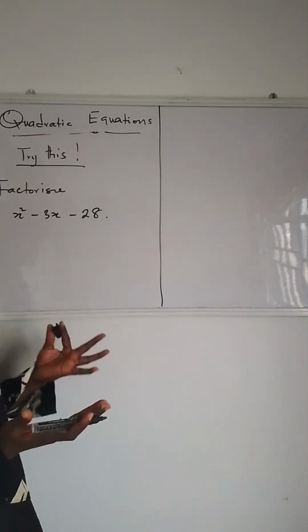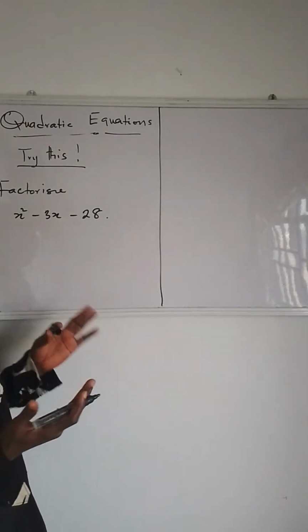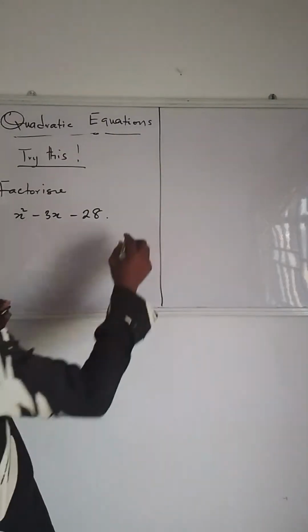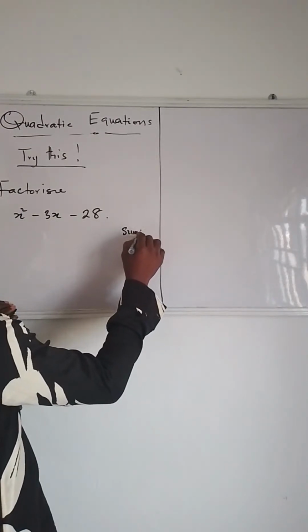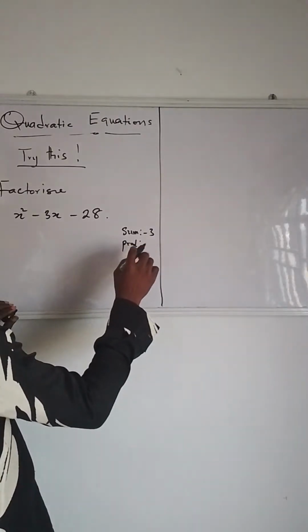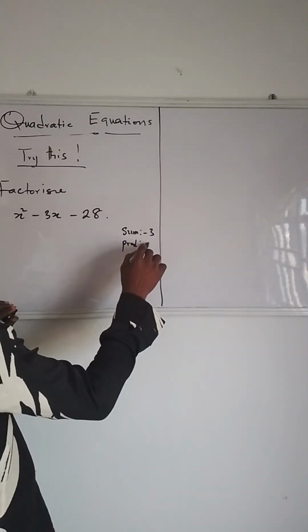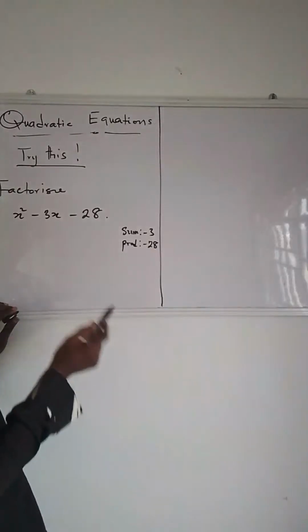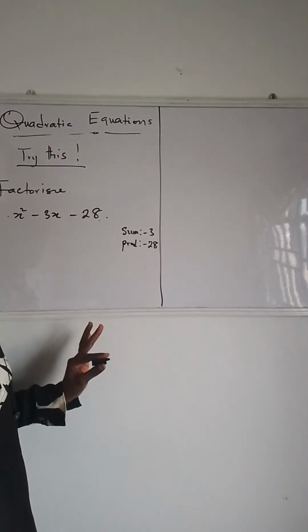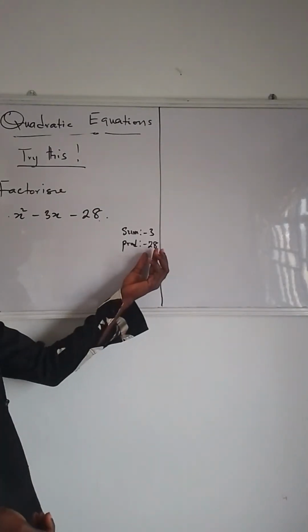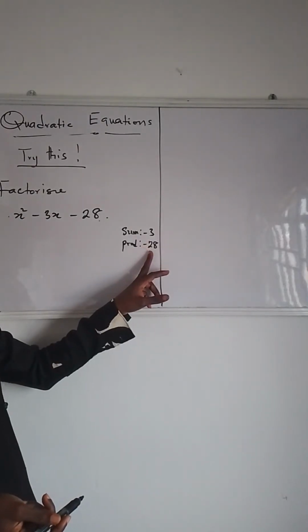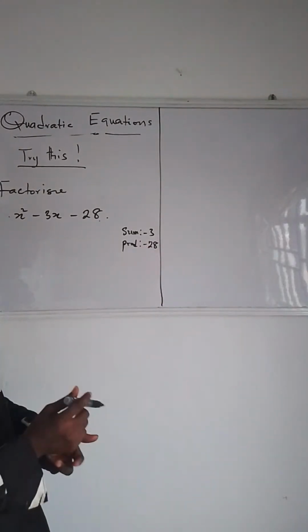Now, the first thing to do is look out for the sum and product. So the sum here is what? Minus 3, while the product is minus 28. Okay, now use what we have here to multiply this. Now, I told you earlier that if you want to get the product, begin to look for factors of 28.